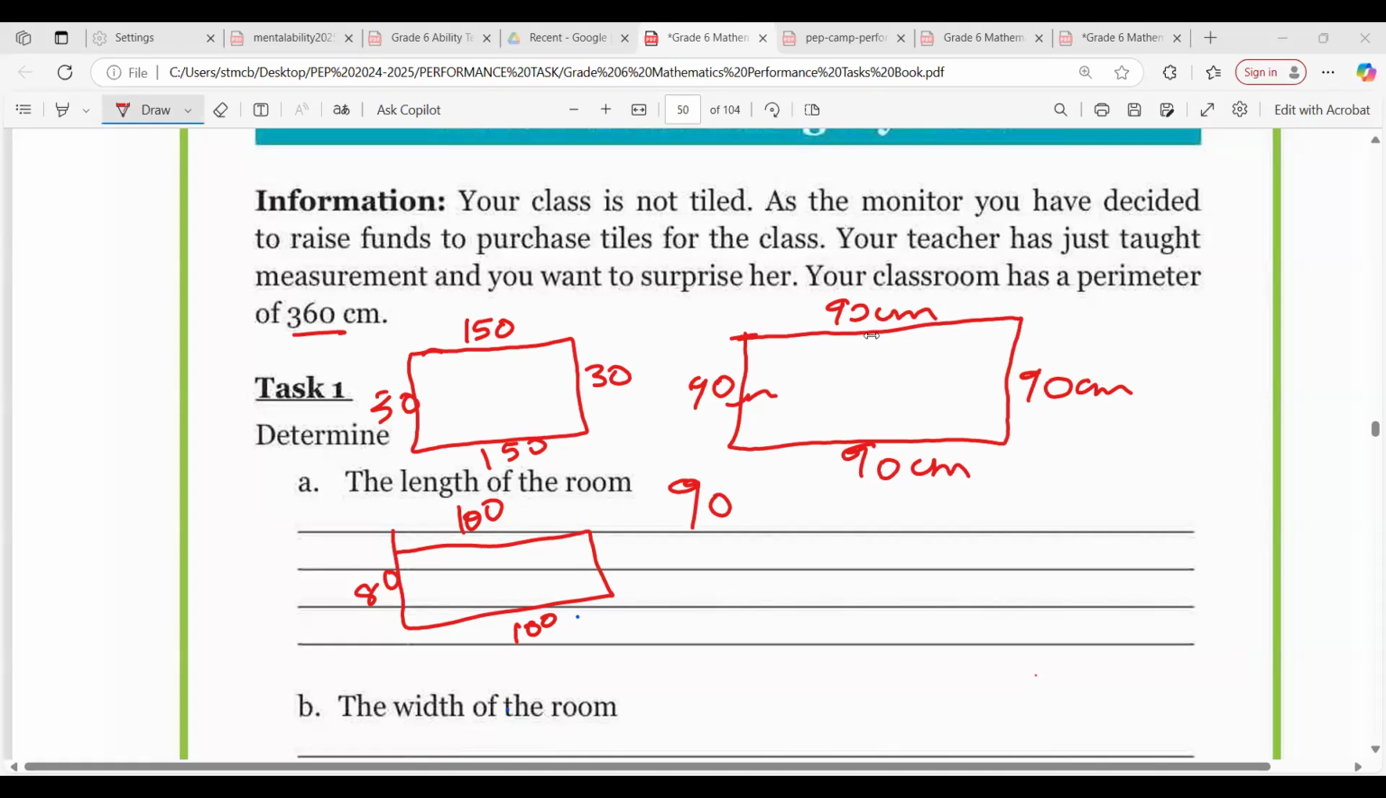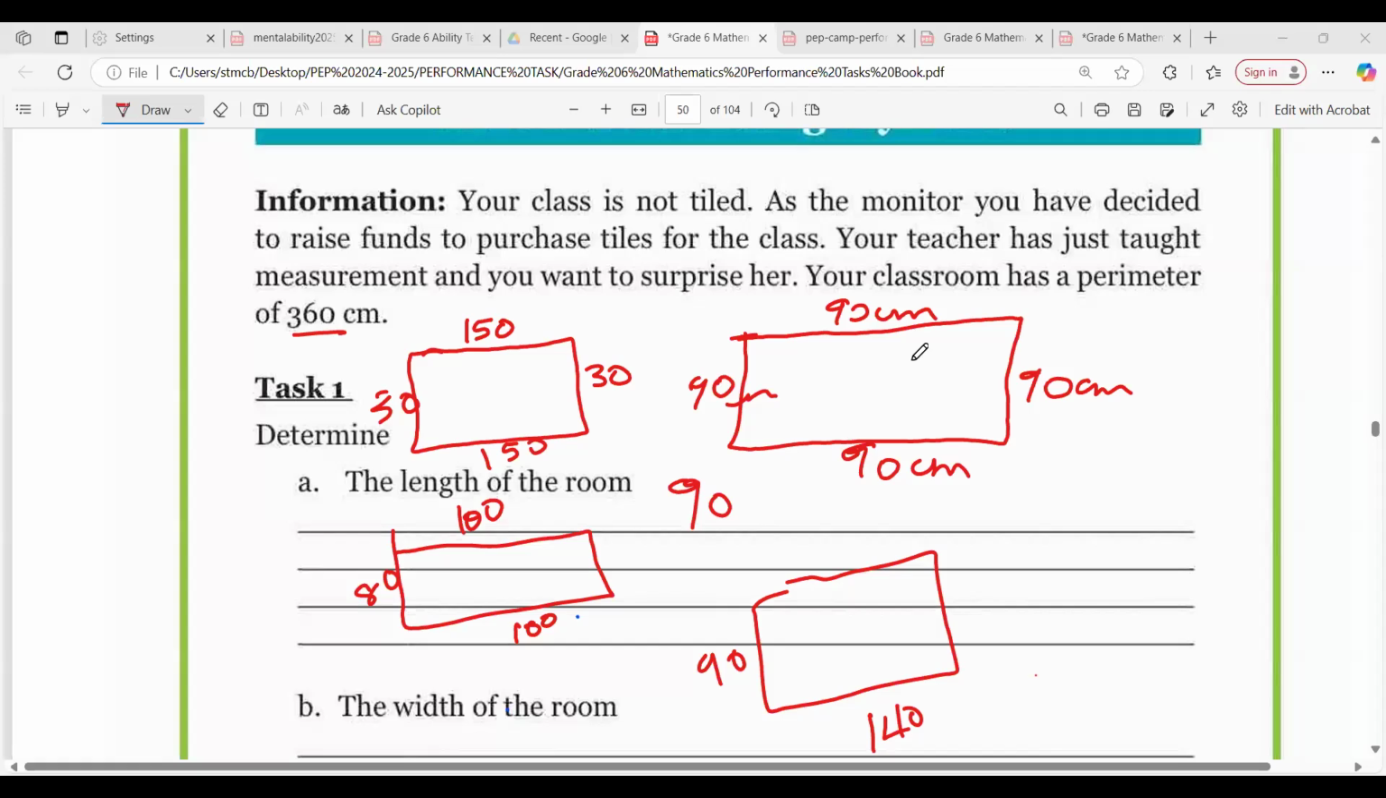Chelsea, you have your hand up. Go ahead. My length is 140 centimeters and my width is 90 centimeters. 140 and 90. All right. Let us see if this one can work. Let me just check it.